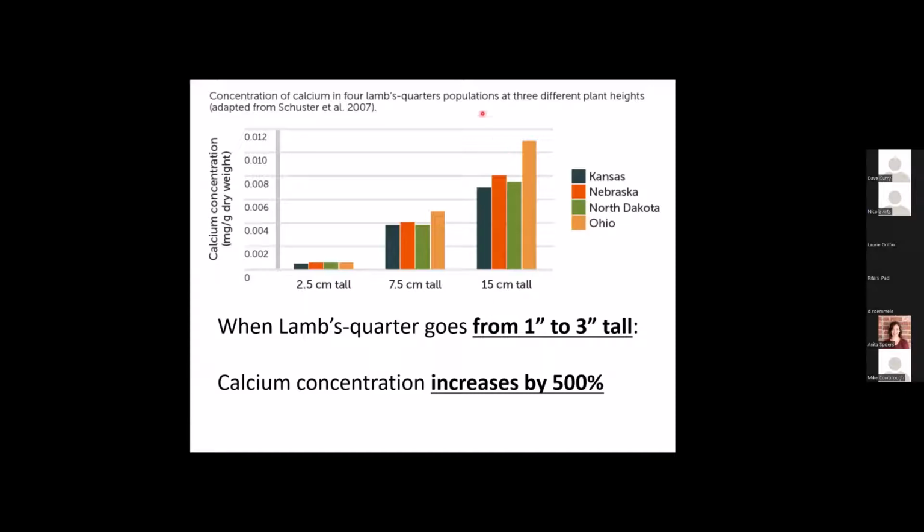So what I'd like to show in this chart here, and this is a study done in the US at 4 different populations in 4 states, is that as lamb's quarters got bigger throughout the season, 1 inch tall to 3 inches tall to 6 inches tall, the level of calcium in the leaf of lamb's quarters increased by 500%. And so what that means practically is when you get large lamb's quarters, they have a higher level of calcium and they tie up more glyphosate, making it less effective.